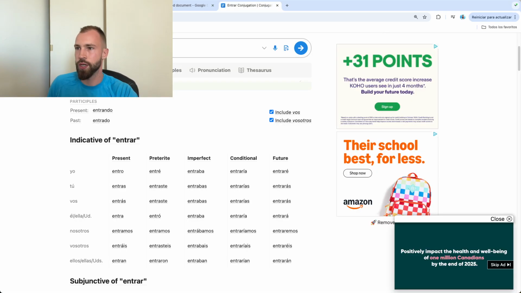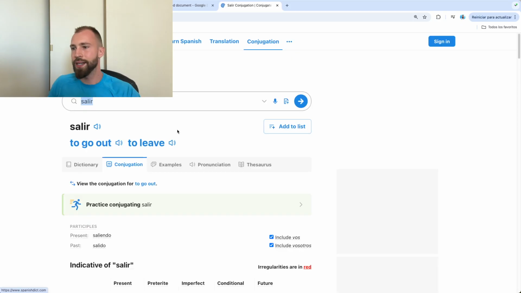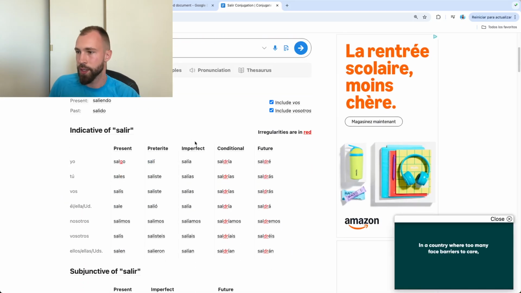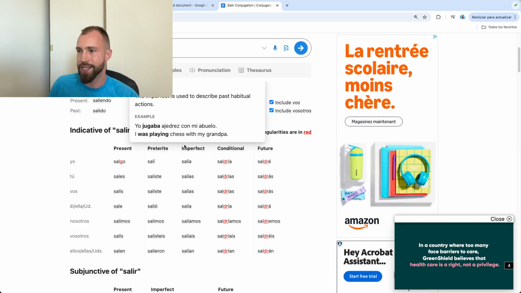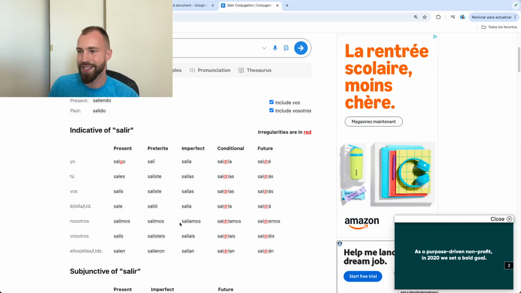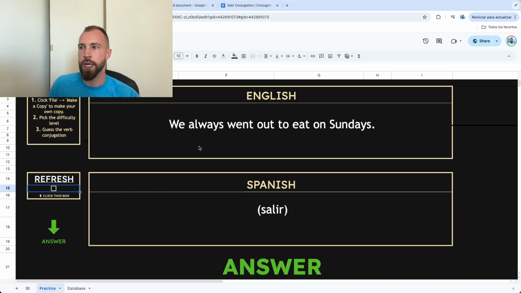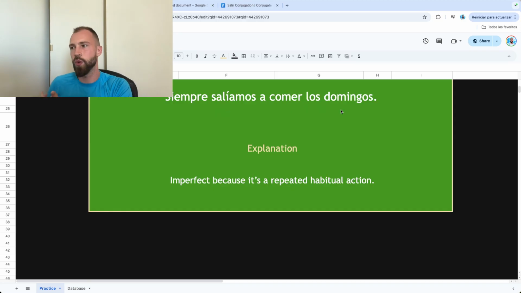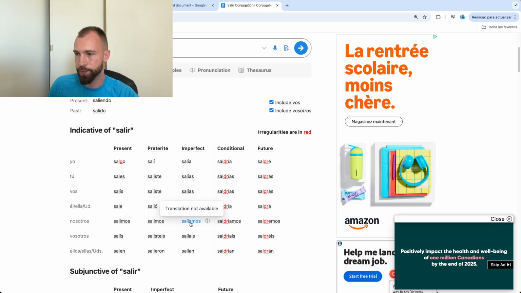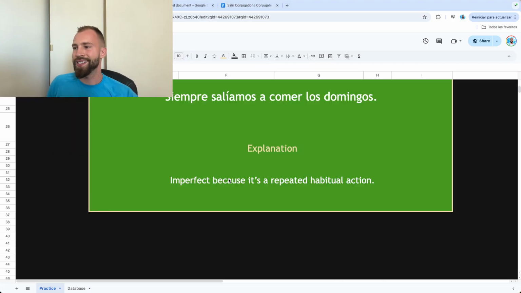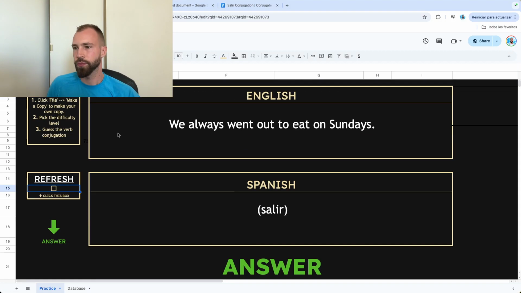Let me pull up SpanishDictionary again. Salir in the preterite would be salimos, versus salir in the imperfect is salíamos. So which one would it be? Salimos a comer los domingos, or siempre salíamos a comer los domingos. It would be siempre salíamos a comer los domingos, which is the imperfect. Salíamos. Because it's a repeated habitual action.